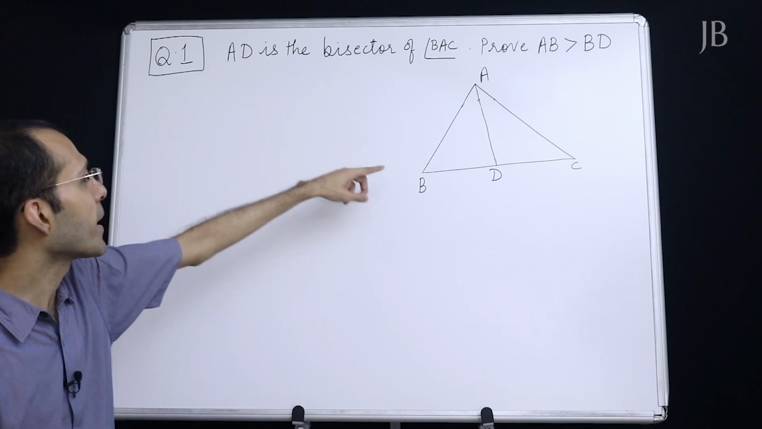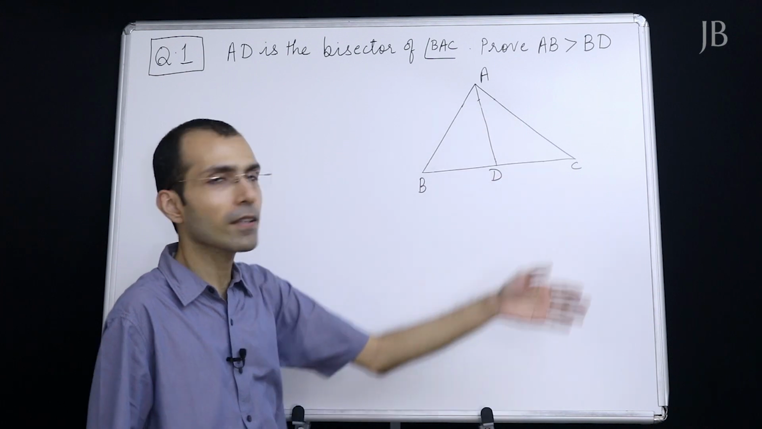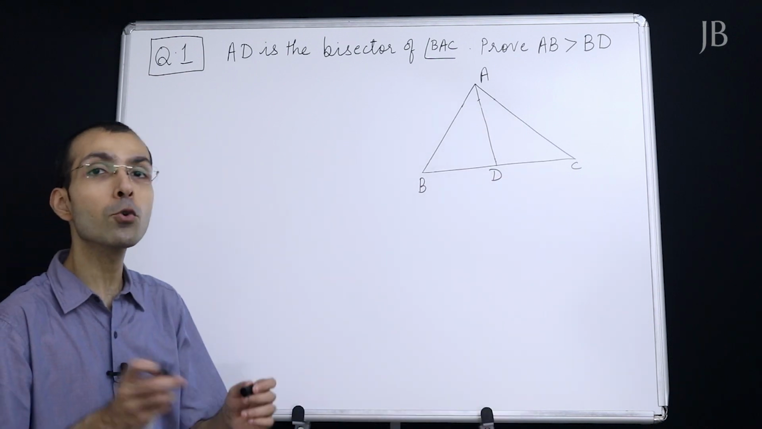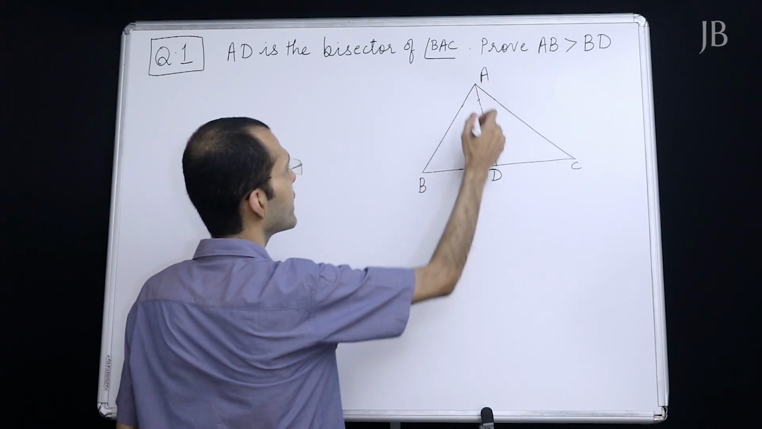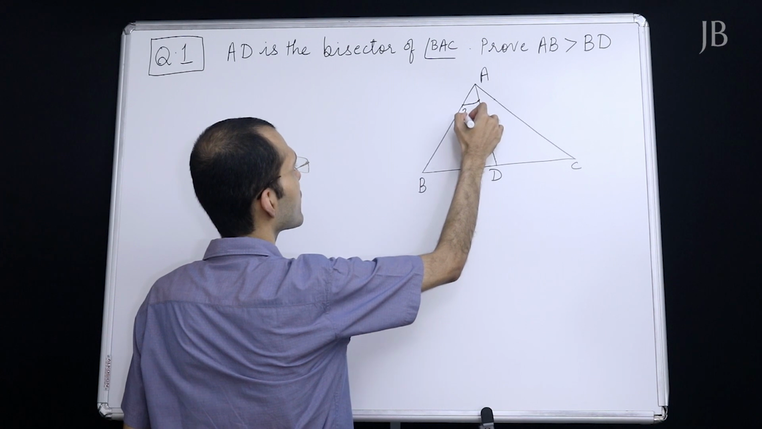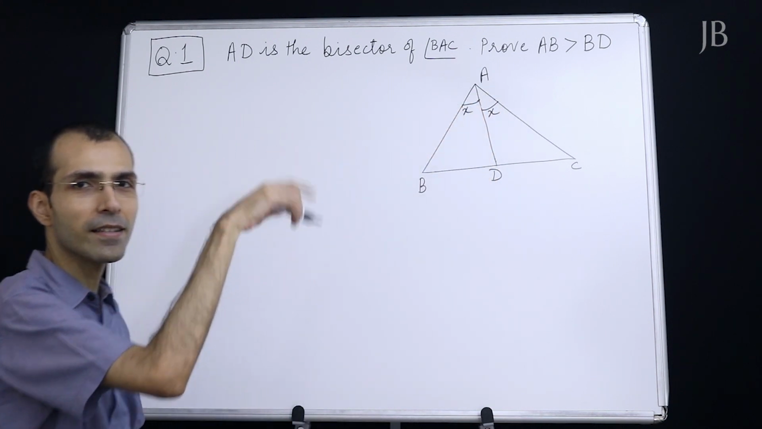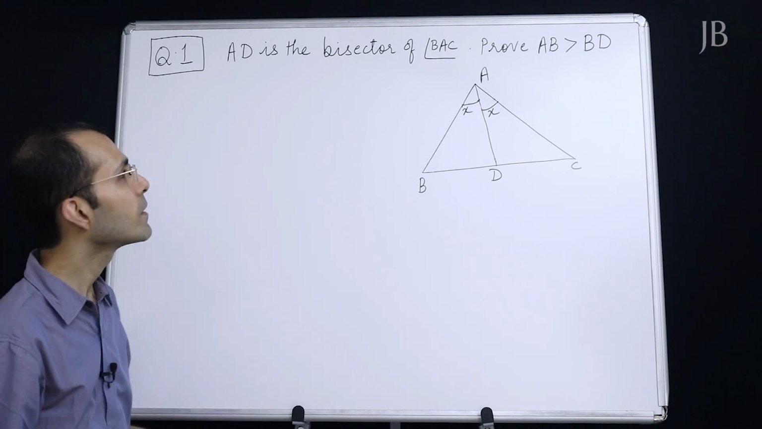AD is the bisector of angle BAC. Bisector means it divides the angle into two equal halves. So this is the angle BAC and AD is the bisector. So this angle will be X, this angle also will be X. Use this X technique and all, it helps you to make the sum easy.